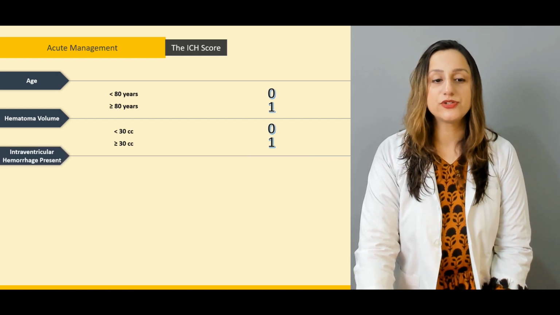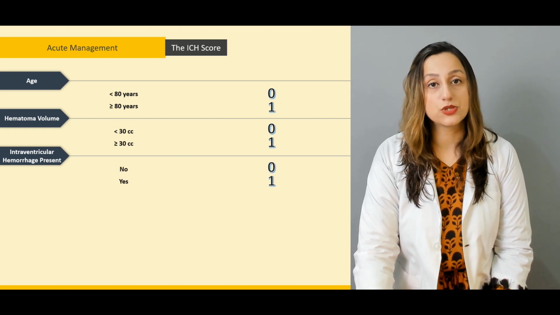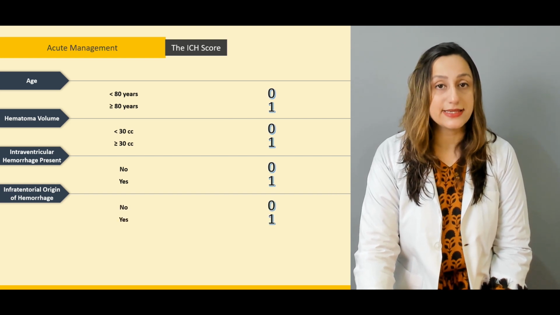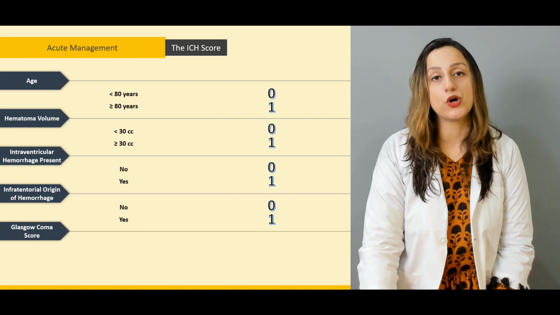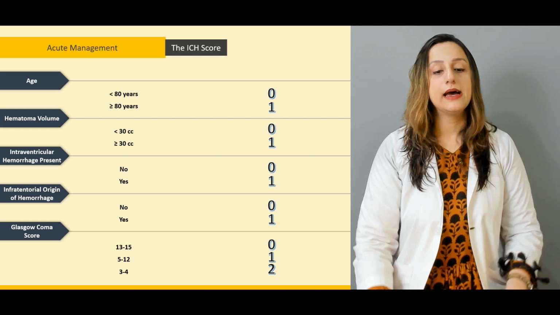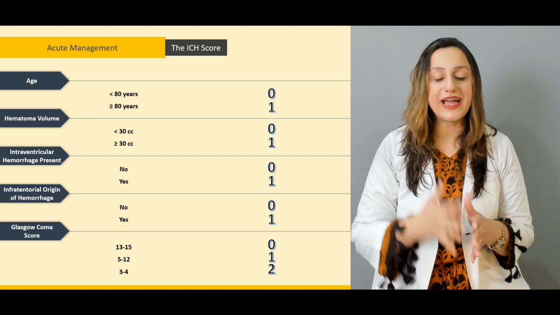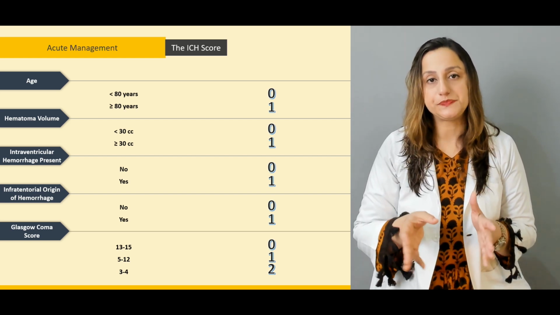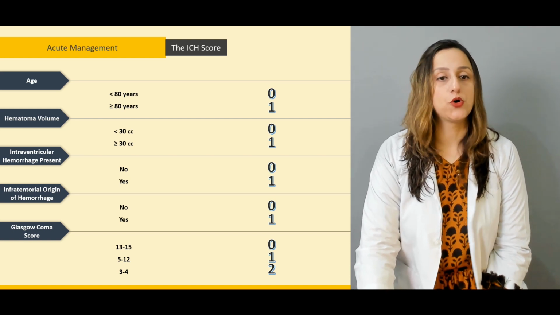Then there is the intraventricular hemorrhage, which can be present. If it is a yes, it is going to give a single point. If it's the infratentorial origin of hemorrhage, if it's a yes, it is going to be a single point. The Glasgow Coma Scale, the level of consciousness, is very important. If it's between 13 to 15, it's a 0. If it's 5 to 12, it's a single point. If it's 3 to 4, then there are 2 points for such a Glasgow Coma Scale.